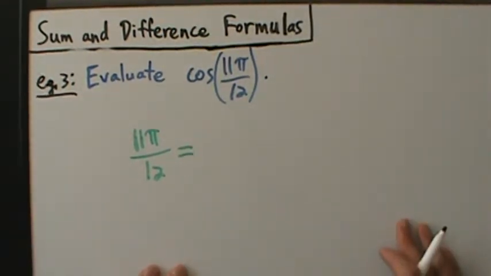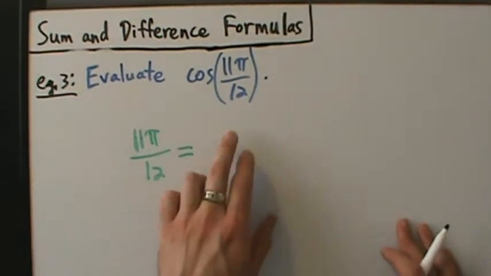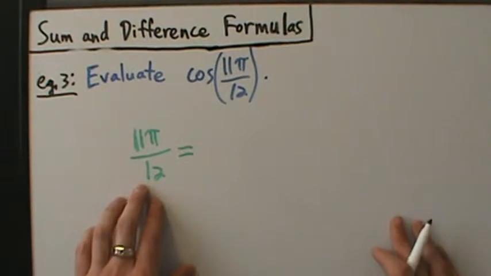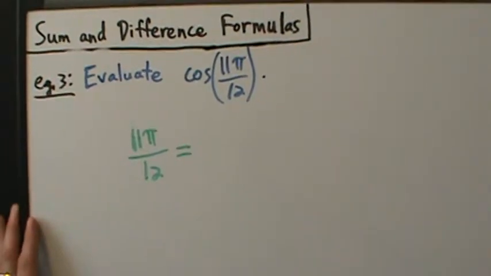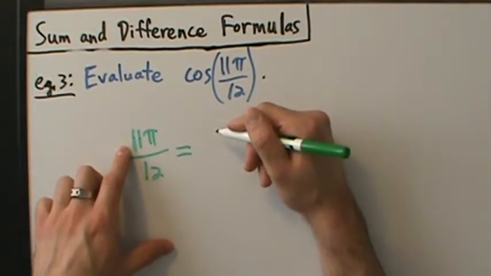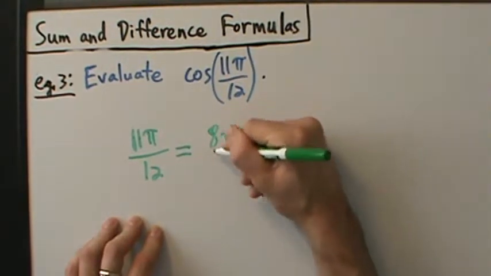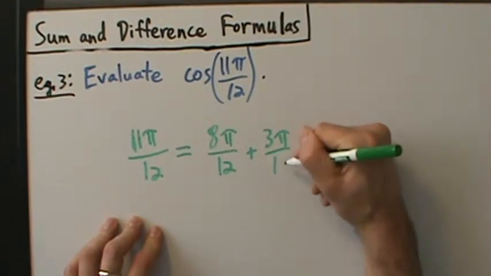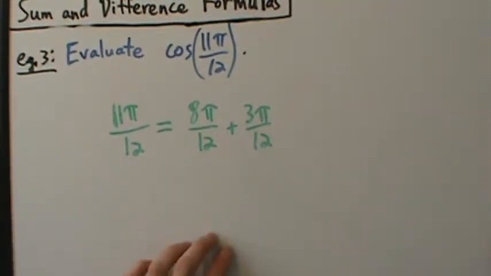So what we want is something in the numerator that reduces with 12, so that we get a 6 or a 4 or a 3 maybe, something that will be a special angle. One thing we could try is, 11 we know is 8 plus 3. So one way of splitting this up would be 11 pi over 12 equals 8 pi over 12 plus 3 pi over 12. And that's actually going to be a good way to go, because this reduces pretty nicely.